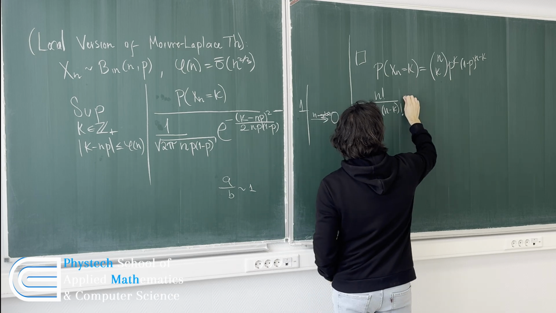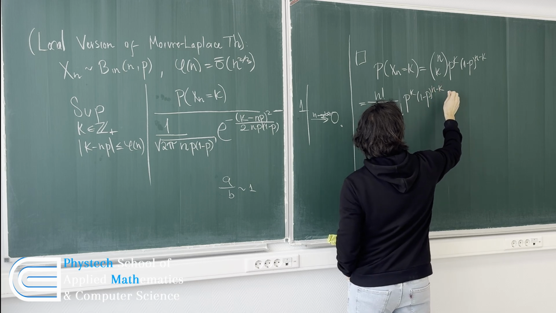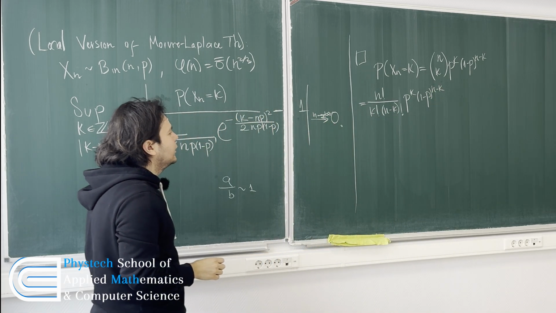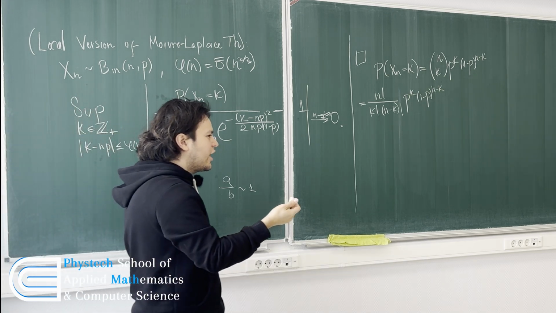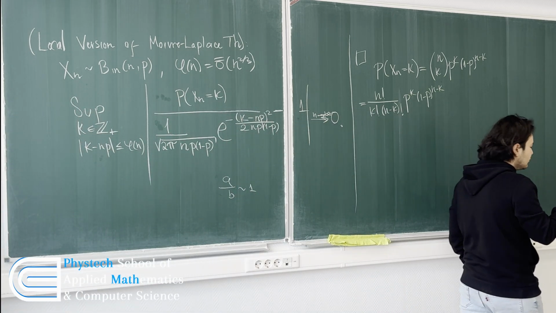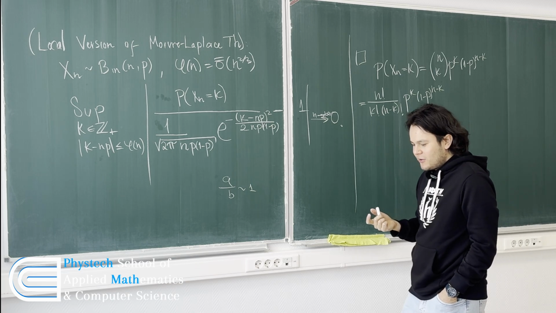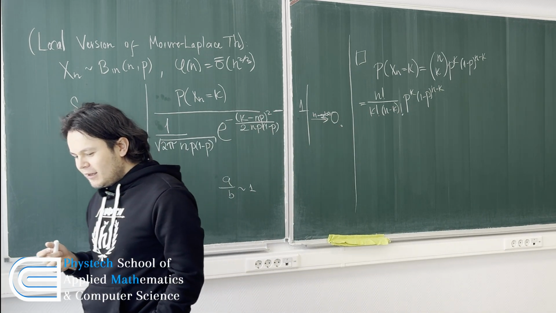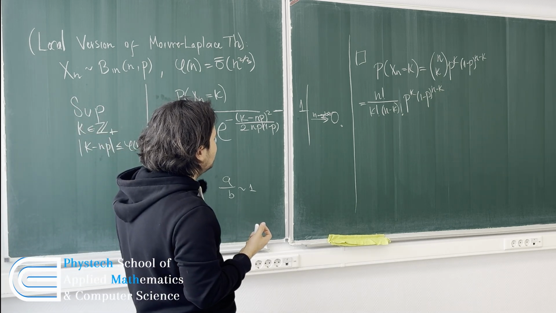Yeah, and then we have p to the k, 1 minus p to the n minus k. Right? At least we know this. Now, the key moment is the next one, okay? Because we have the factorial, and the factorial is a very well known function in mathematics.